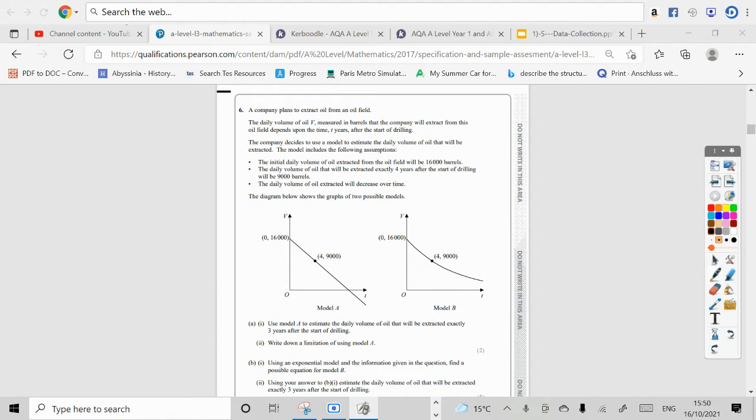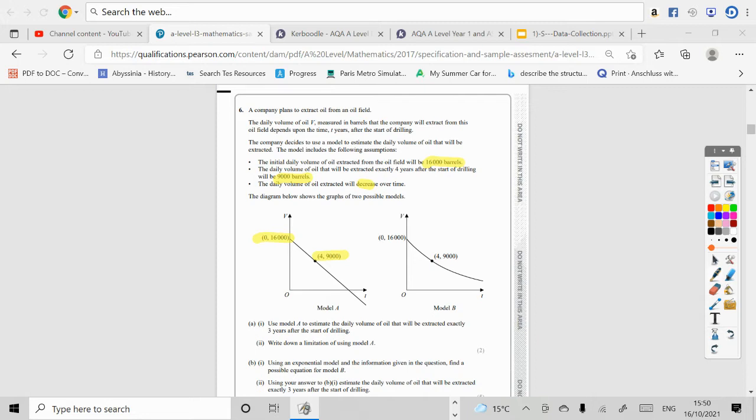The initial daily volume of oil extracted from the oil field will be 16,000 barrels. The daily volume of oil that will be extracted exactly 4 years after the start of drilling will be 9,000 barrels. The daily volume of oil will decrease over time, and the diagram shows possible values. So we've got those there. Might need those. So part A, part 1. Use model A to estimate the daily volume of oil that will be extracted exactly 3 years after the start of drilling.